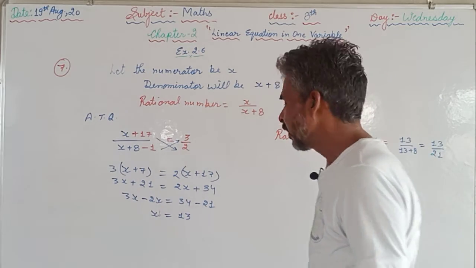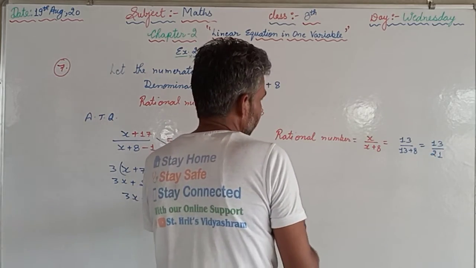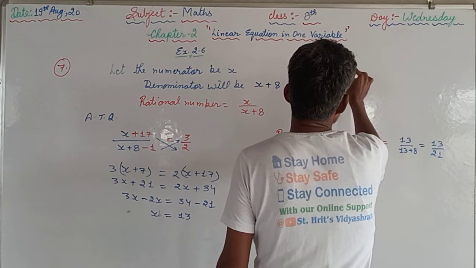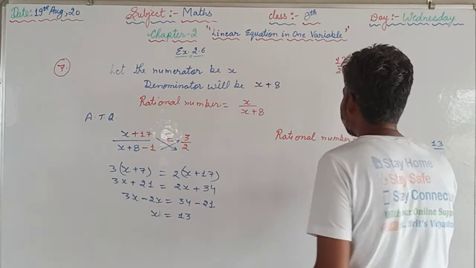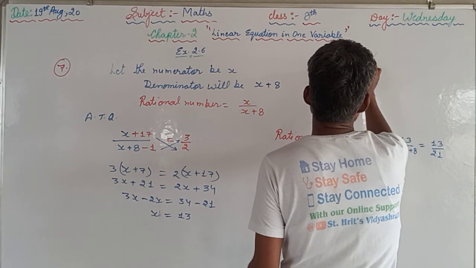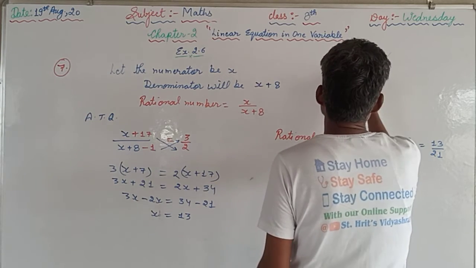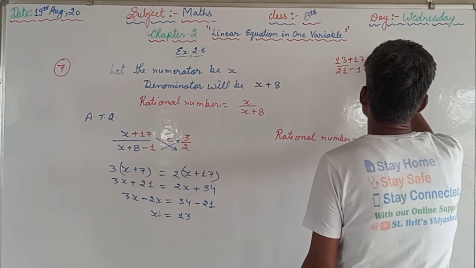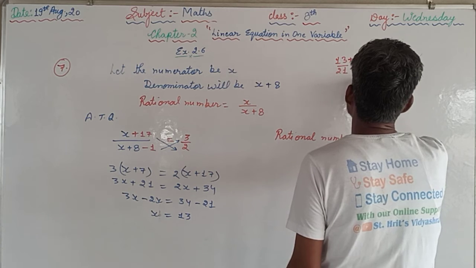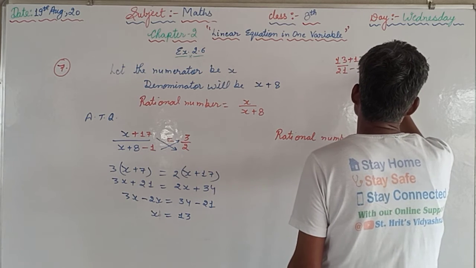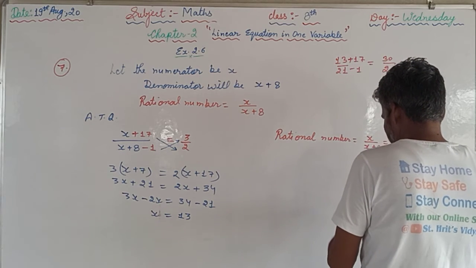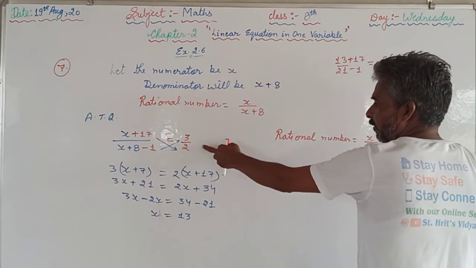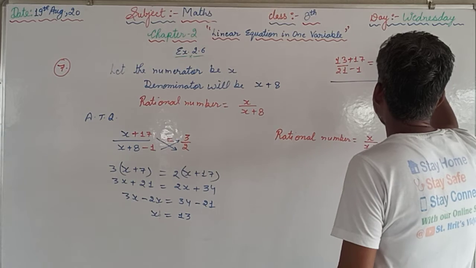If we want to check our answer, then we can check how 13 upon 21 is our rational number. If we increase the numerator by 17 and decrease the denominator by 1, then 13 plus 17 becomes 30 and 21 minus 1 becomes 20. Cancel out 0. So the answer will be 3 upon 2, that is given in the question. So this is the verification.